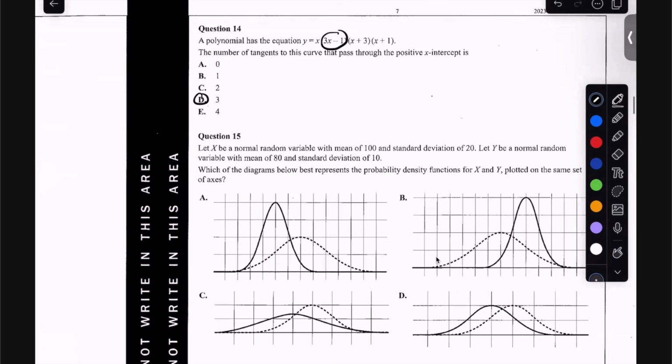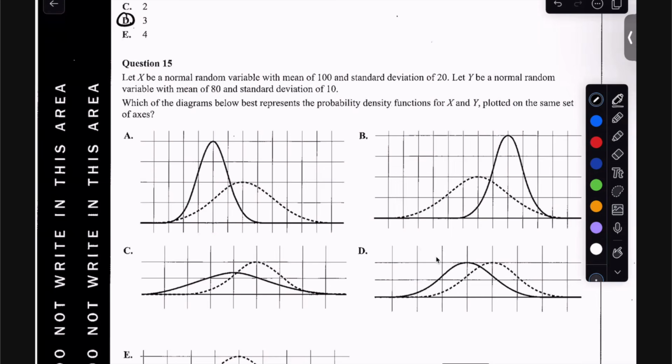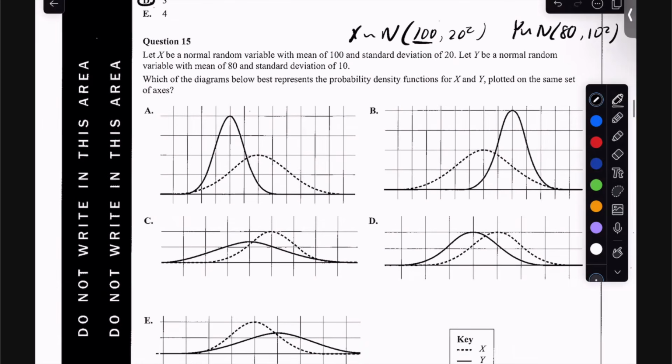Okay, X is a normal random variable with a mean of 100 and a standard deviation of 20. Let Y be a normal random variable with a mean of 80 and a standard deviation of 10. So X is normally distributed, mean 100, standard deviation of 20, and Y is normally distributed, mean of 80, standard deviation of 10. So you can see already that X should be to the right because the mean is bigger than Y, and X, it says here, is the dotted line. So the dotted line should be to the right of the solid line.